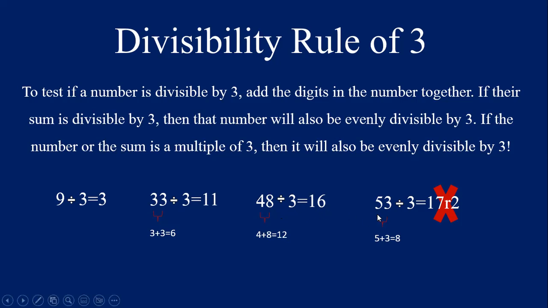Let's check 53. 53 divided by 3. We're going to add the 5 and the 3 together, and that gives us 8. Is 8 a multiple of 3? 3, 6, 9. Nope, 8 is not a multiple of 3. Therefore, 53 is not evenly divisible by 3.